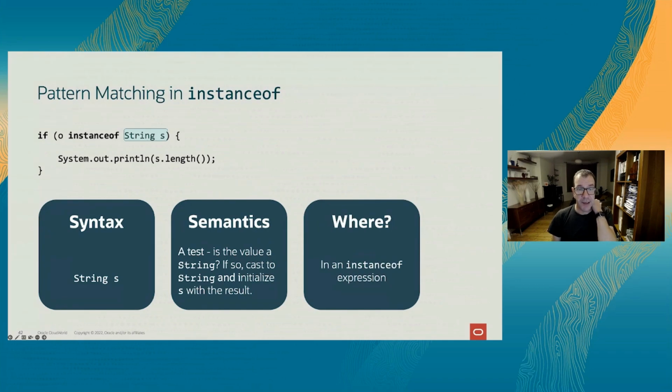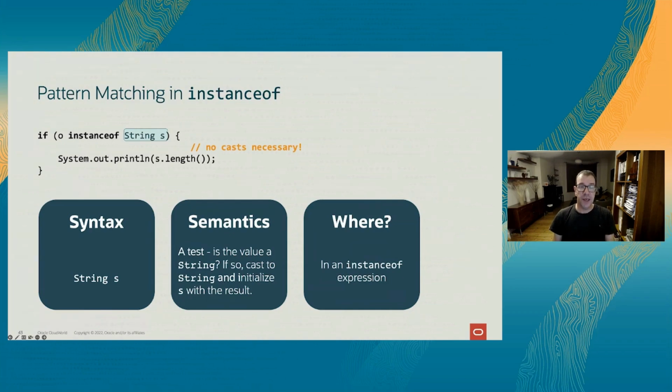Where can a pattern appear? As you can see in this example, we've enhanced the instanceof expression. So on the right-hand side, you can write not just a type, but also a type pattern. Now, there are some other places where a pattern can appear. We'll see them in a moment. The semantics of a pattern instanceof is pretty obvious. If the pattern matching succeeds, then the instanceof expression evaluates to true, and if the pattern matching fails, then the instanceof expression evaluates to false.